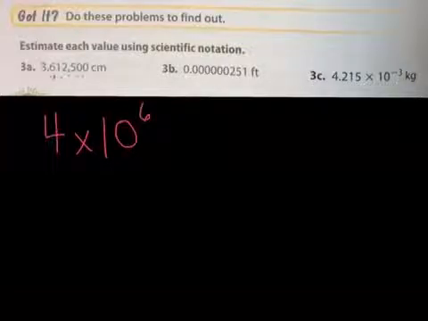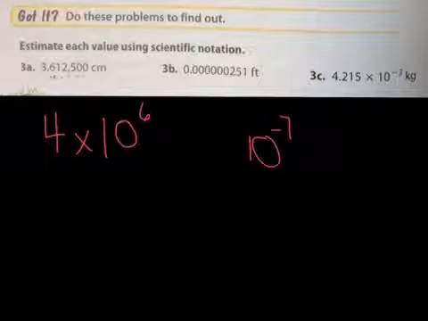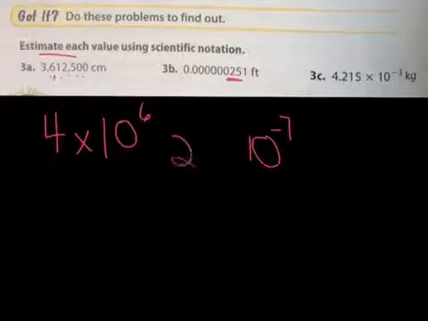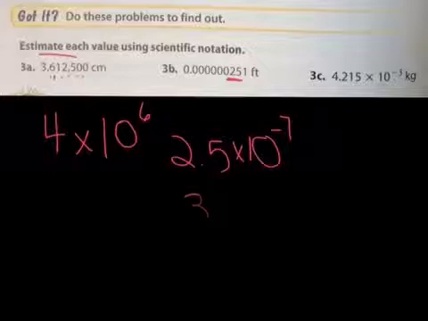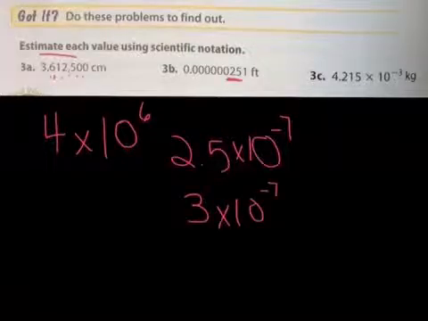There it is. Okay, here, how far did I move to go to make this a whole number? 1, 2, 3, 4, 5, 6, 7. So it's 10 to the power of negative 7. Got it? And they want us to estimate, so that's a tough estimate to make. Should I round that up to 3, or maybe I'll just do 2.5 times 10 to the power of 7, or if you rounded it up to 3 times 10 to the power of 7, you are not wrong.